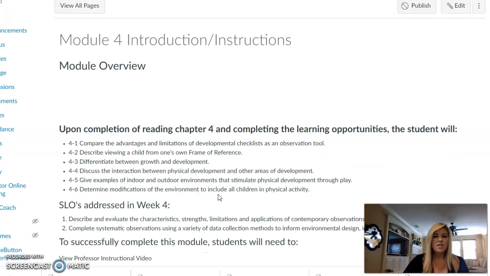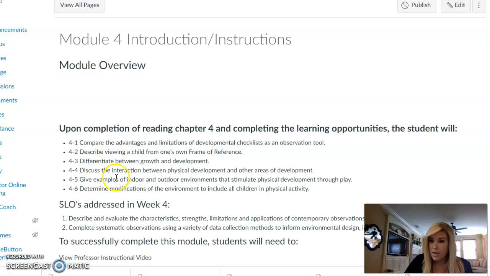That is in chapter 4, and some other things you will be covering, you want to make sure to read about, are viewing a child from one's own frame of reference, differentiating between growth and development, and the interaction between physical development and other areas of development. This is really important because you will be utilizing all this information in your observation 1. You also will be able to give examples of indoor and outdoor environments that stimulate physical development through play, and determine modifications of the environment that include all children in physical activity.